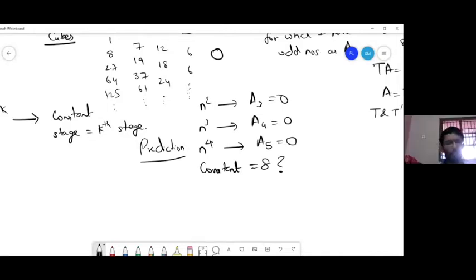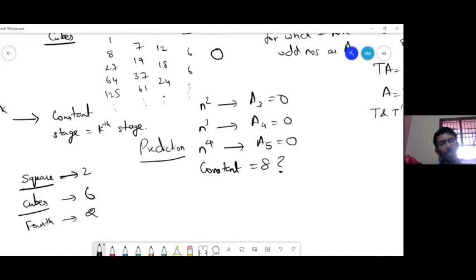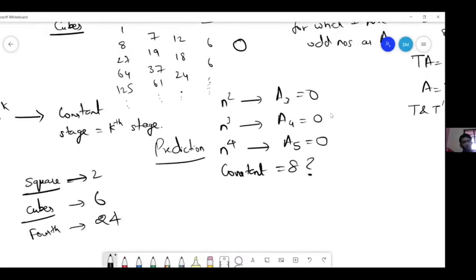Oh, okay. So for squares, the constant before 0 is 2. For cubes, it is 6. And for fourth powers, it is 24. So what is happening here? That is one thing.